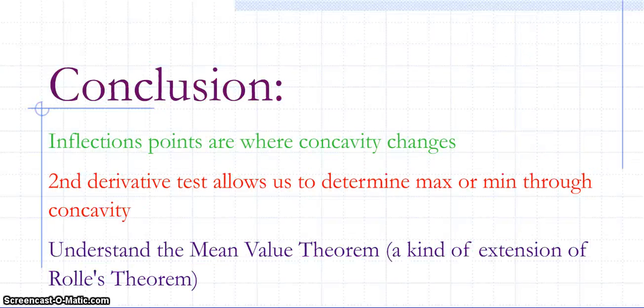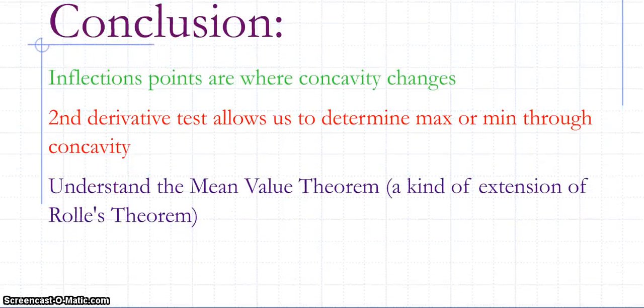Okay, so in conclusion, inflection points are where concavity changes. The second derivative test allows us to determine maximums or minimums through the use of concavity. And then remember, the mean value theorem is just basically an extension of Rolle's theorem.